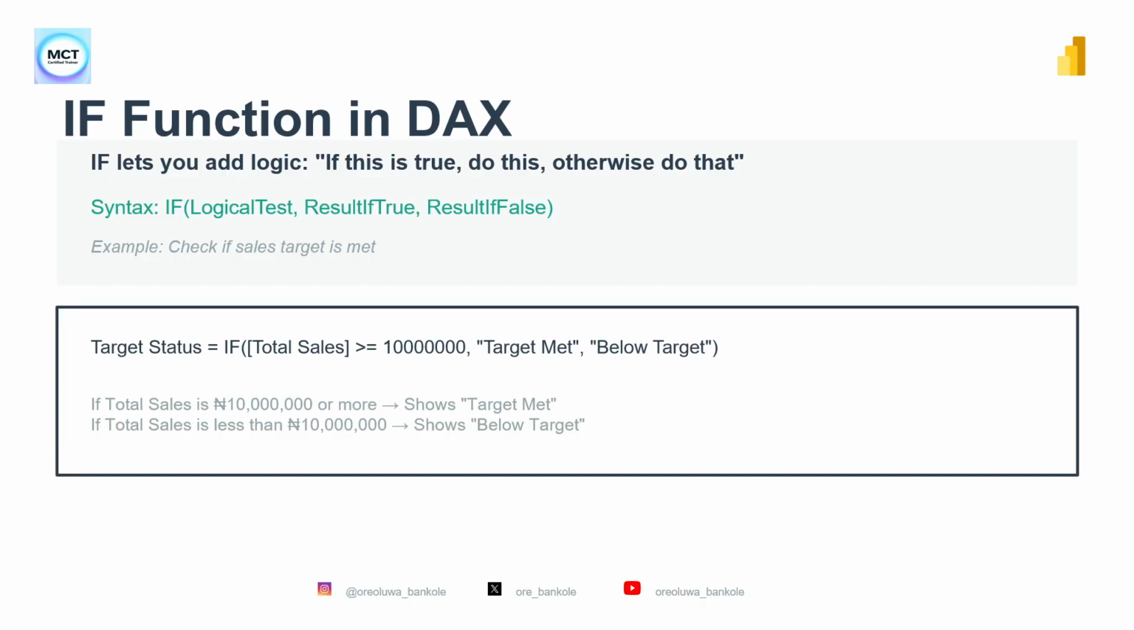Are you following? The syntax is very straightforward. First is the logical test, what you want to test: is something greater than something, less than something, equal to something, not equal to something, is something plus something equal to something, is this true or false, this and that. Then the result if true: if the logical test has been done and it is true, then show this. That thing to show can be another function entirely.